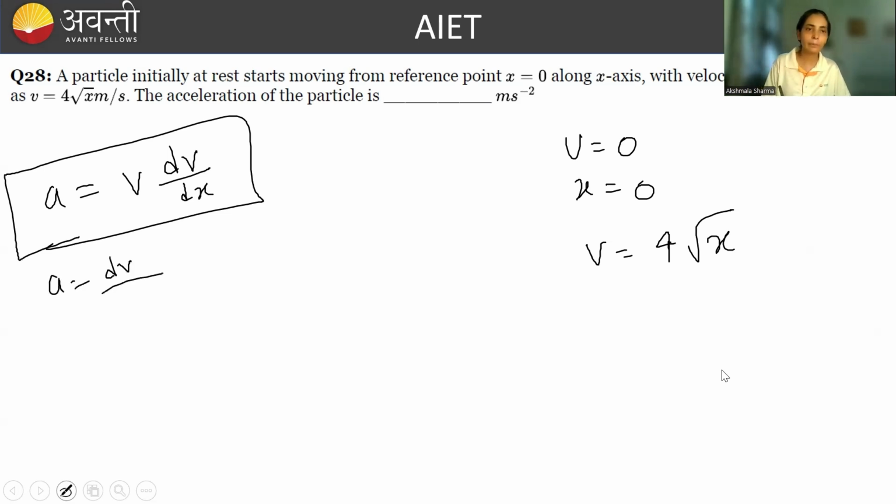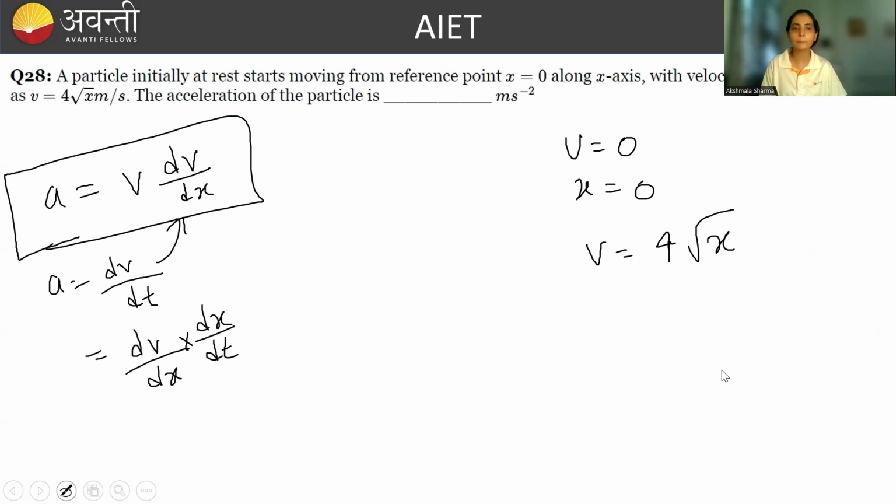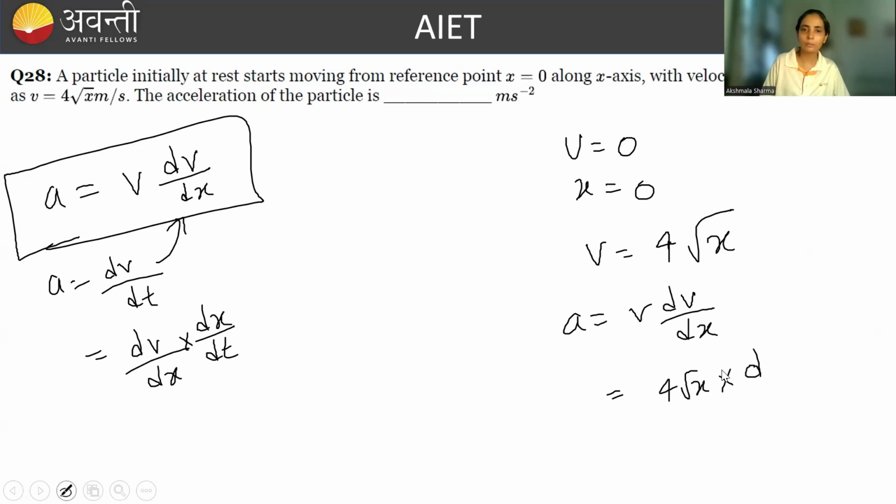Acceleration we write as dv by dt. We can also mold it into this. How? Like here, you can divide it with dx, multiply it with dx, and then you will get v dv by dx. So this is this. Acceleration, so I will use that v dv by dx. So v is how much? This is your 4 root under x into d of 4 root under x by dx.